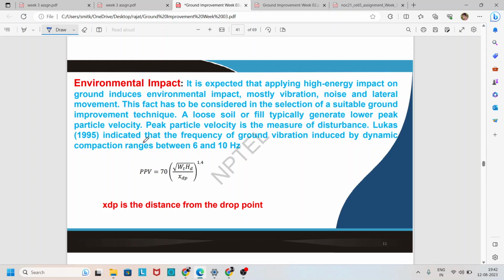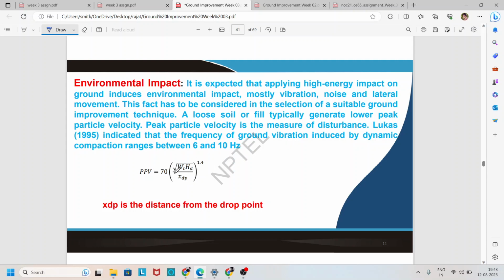Literature indicated that the frequency of the ground vibration induced by dynamic compaction ranges from 6 to 10 Hz. That means environmental impact is governed by the peak particle velocity. We actually find out the peak particle velocity for each site after each improvement, whether it is in the permissible range or not. If it is exceeded, the nearby structure may collapse or be disturbed due to the vibration.